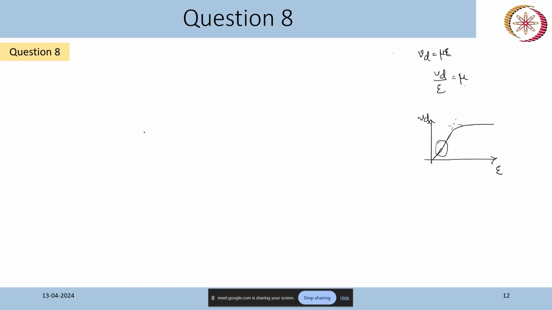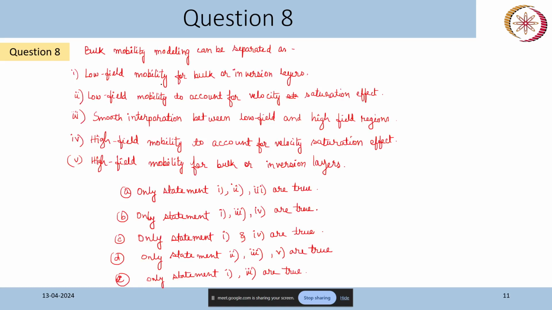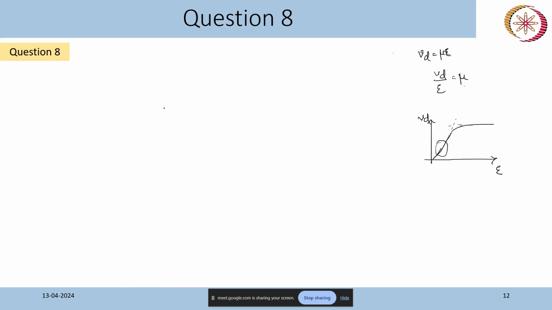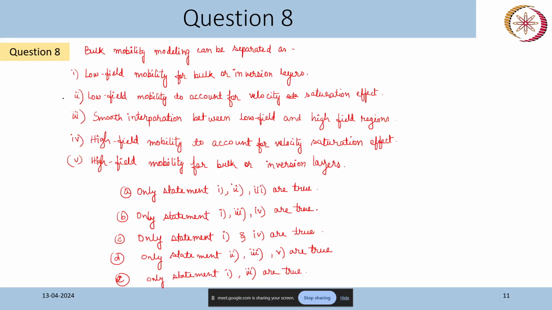Okay, so here the answer is: low field mobility accounts for bulk or inversion layer, high field mobility is used for velocity saturation effect, and smooth interpolation between the low field and high field regions. That is how the mobility modeling is done. So what are the correct options or statements? So 1, 2 and 1, 3 and 5. So the option is B.